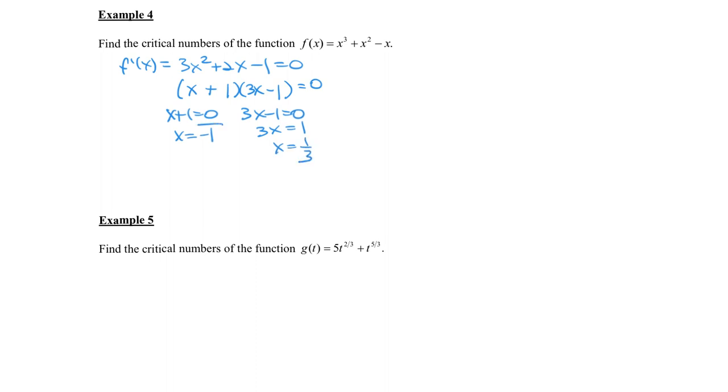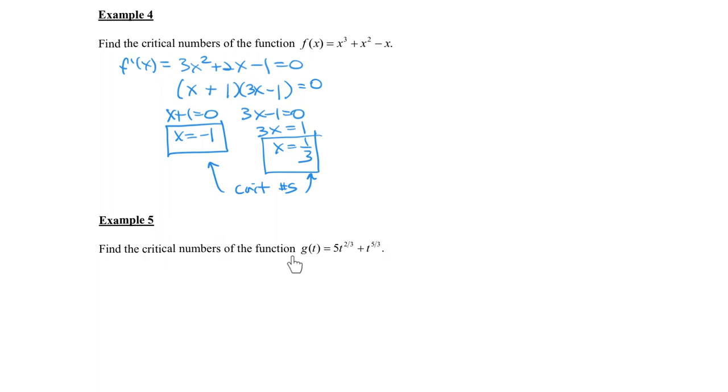Okay, so that means that these two are critical numbers. So both of these are critical numbers. x equals -1, and x equals 1/3. Okay, so hopefully that's making sense.